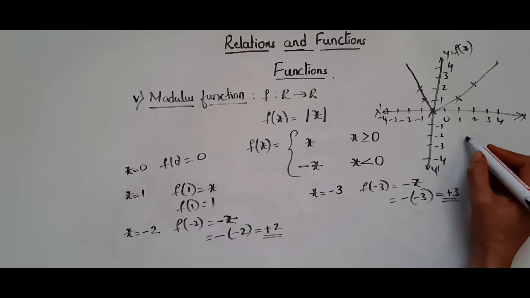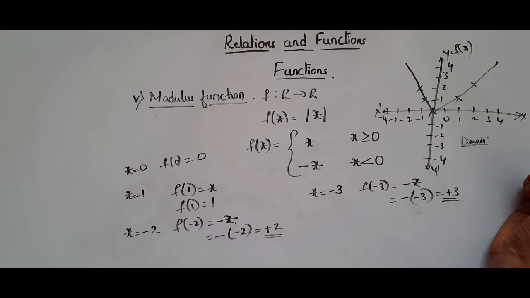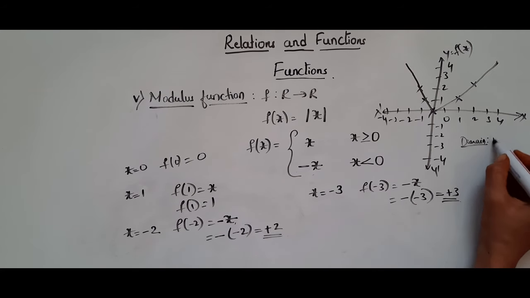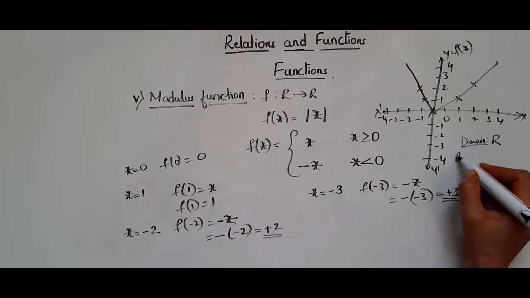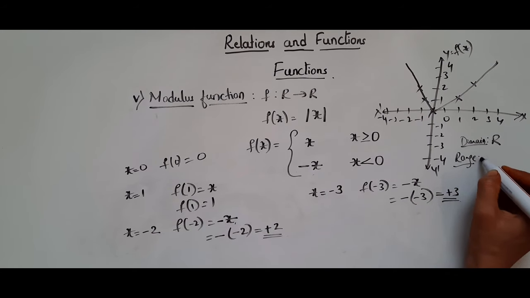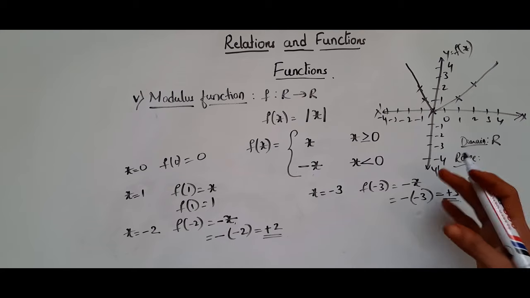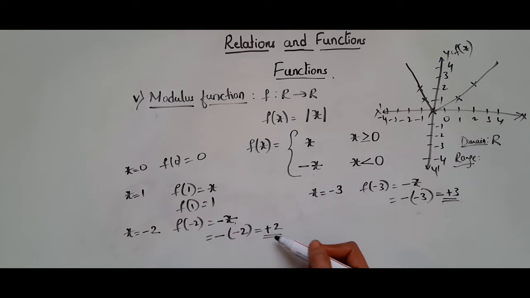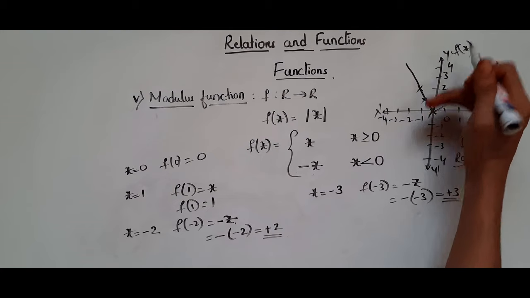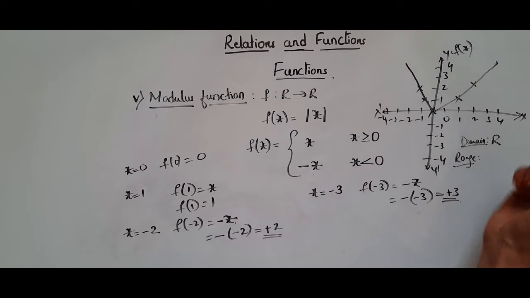So here, what is the domain? Domain is nothing but the set of values of x at which the function is defined. So for all values of x, that means real numbers. Now what is the range? Here there is no chance of getting negative. Everywhere you will get positive, and this graph lies in the positive region. So therefore we have R positive. Range is the value of f of x where the function is defined. So I hope this is clear.